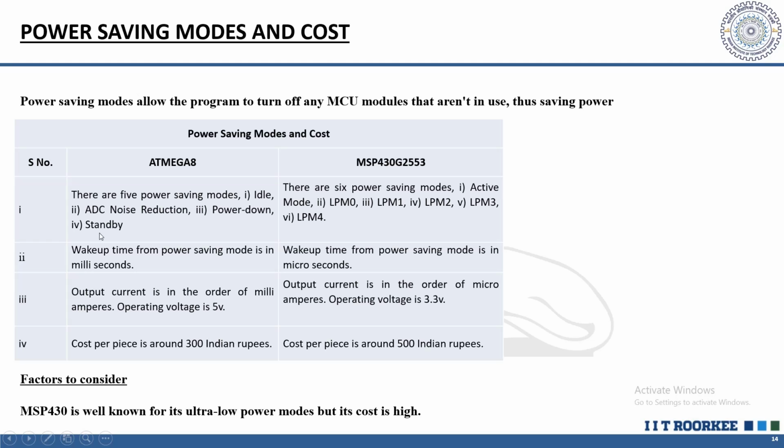Now the wake up time for power saving mode is in milliseconds for ATmega, but for MSP430 it is in microseconds. The output current range is in milliamperes for ATmega8, and operating voltage is 5 volts. But for MSP430 it is in microamperes and operating voltage is 3.3 volts. The cost, if we consider the average cost from several websites, is 300 Indian rupees, but for MSP430 it is 500 Indian rupees. Now the factor to consider on MSP430 is that it is well known for its ultra power saving modes, but its cost is high.